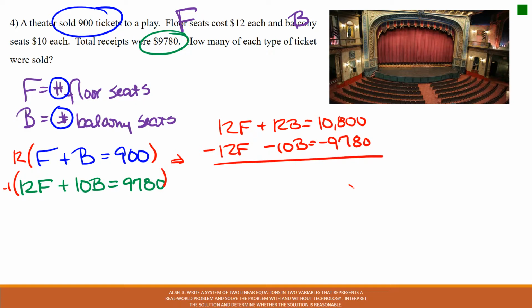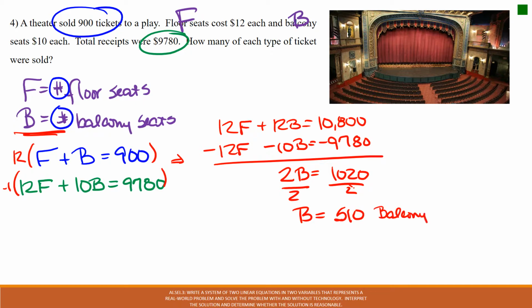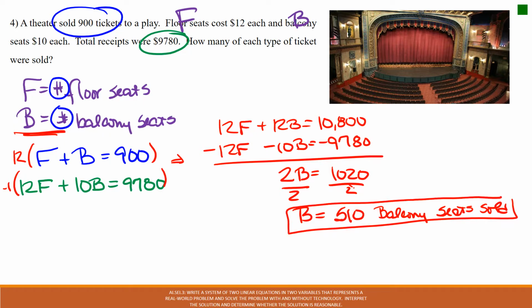So this gives me 2B equals, this is 1,020, divide by 2, B equals 510. Oh my gosh, it cost $510 for a balcony seat. B is the number of balcony seats. So 510 balcony seats were sold. 510 people sat in the balcony.